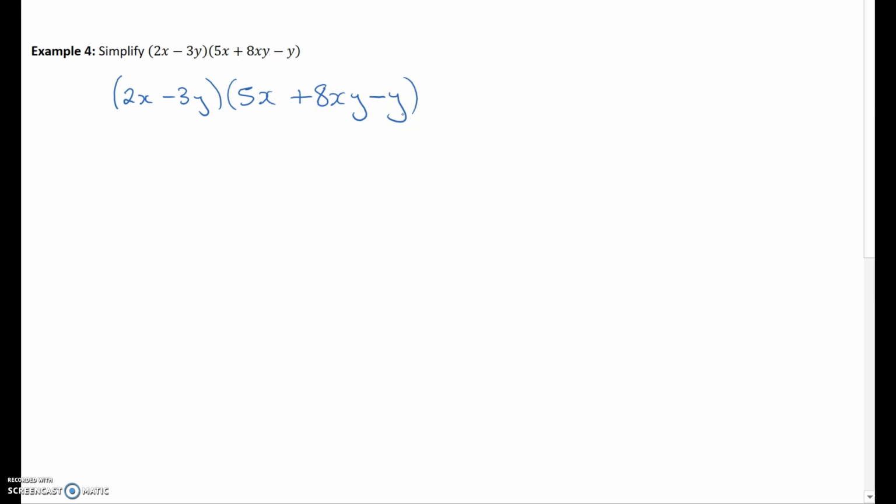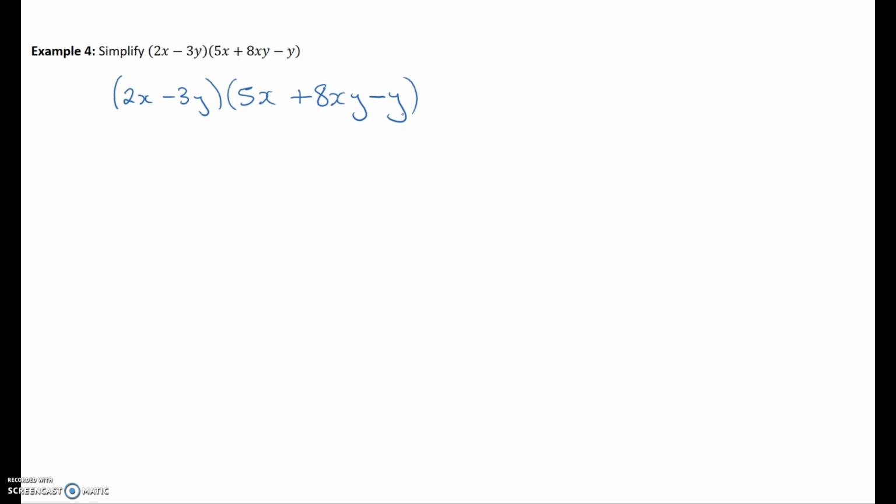So this is the last of these examples on multiplying polynomials. And there's a couple of different things going on this time. Let's see, we've got 2x minus 3y times 5x plus 8xy minus y. Well, the first thing you'll notice is that there are two variables this time. The last three examples I only used one variable. This time I've got two variables in the mix.